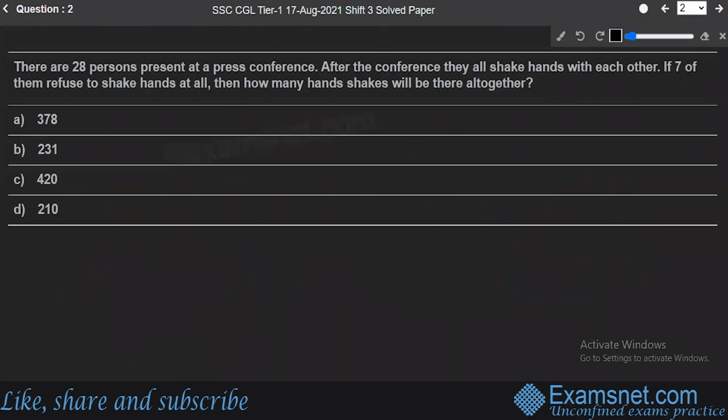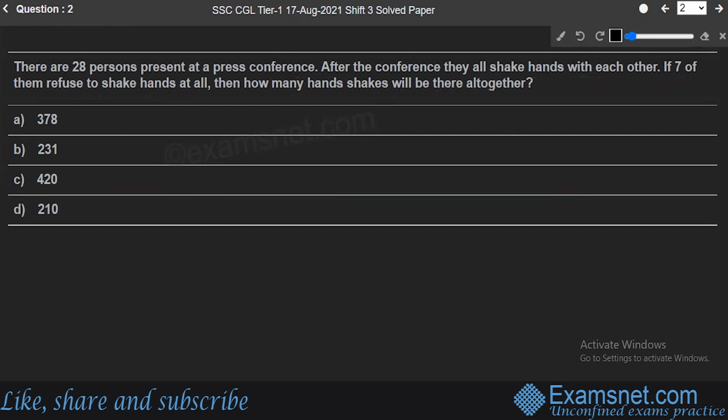Question 2 says, there are 28 persons present at a press conference. After the press conference, they all shake hands with each other. If 7 of them refuse to shake hands at all, then how many handshakes were there altogether? See, this question is very important. It's a very good question from the mental ability point of view.